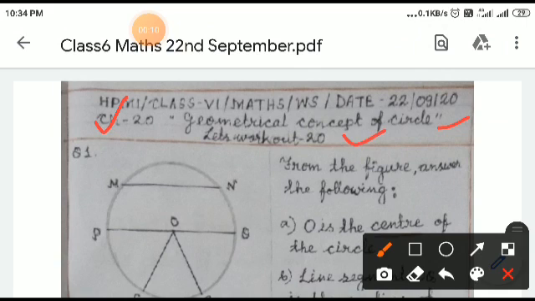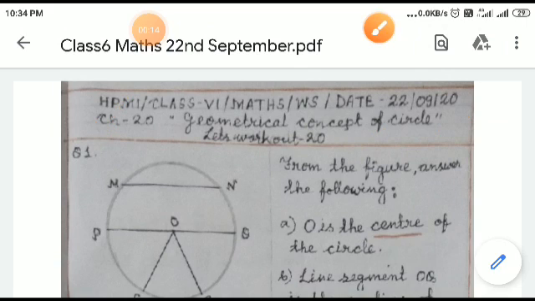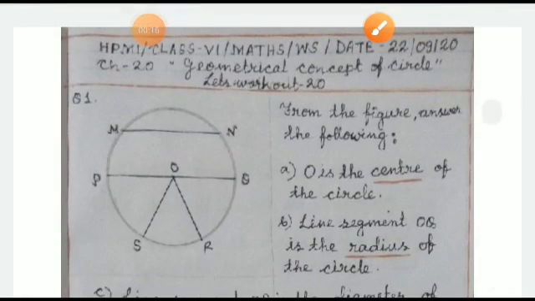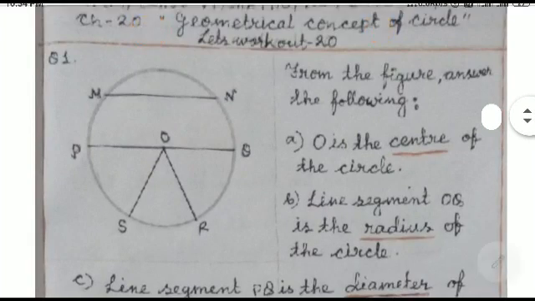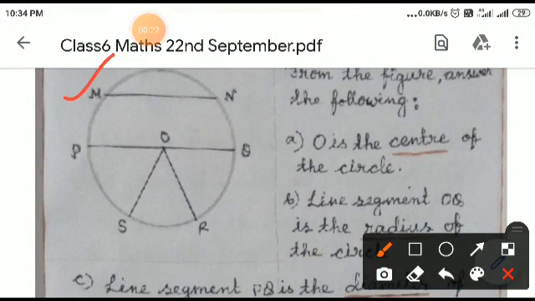Let's work out exercise 20, that is the book exercise. In question number 1, a diagram of a circle is given. You have to fill in the blanks. Some blanks are given. Watching the diagram, you have to fill the blanks. First one, part A, O is the center of the circle here.